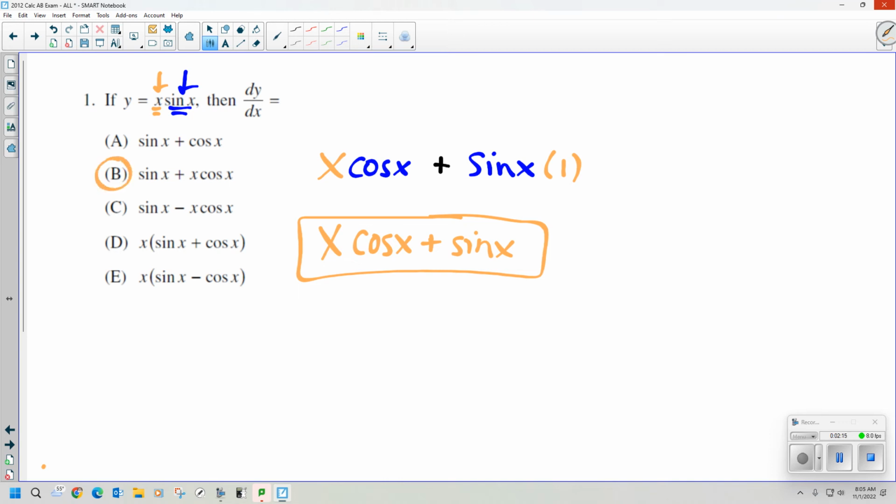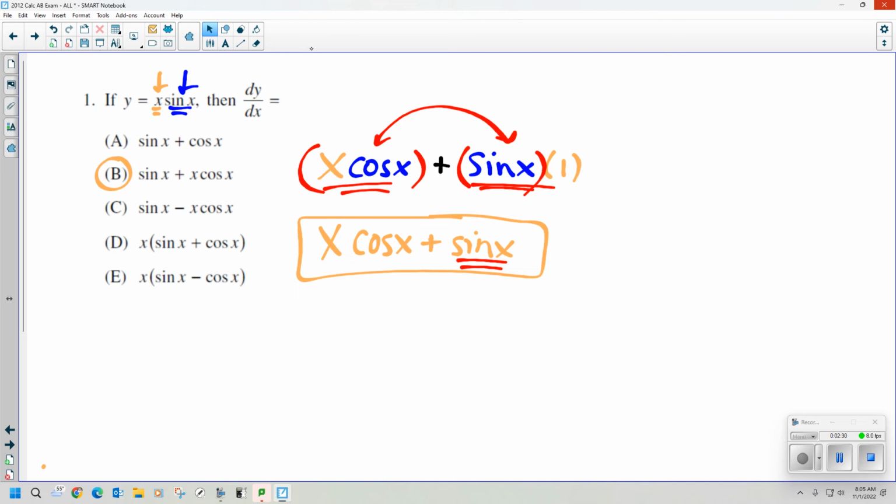Remember, in addition, order doesn't matter. I can list this first, or this first, and this second. And in addition, I can flip terms. Very easy. Great way to start. Build some confidence.